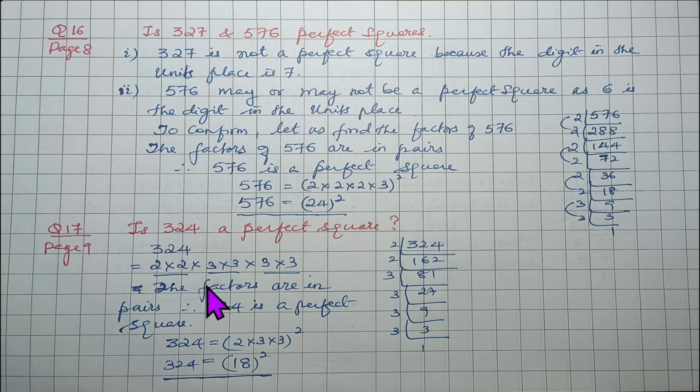So the prime factors you have found are 2 into 2, 3 into 3, 3 into 3, all in pairs, and therefore 324 is a perfect square, and its square root is 2 into 3 into 3, which is 18. Remember that.